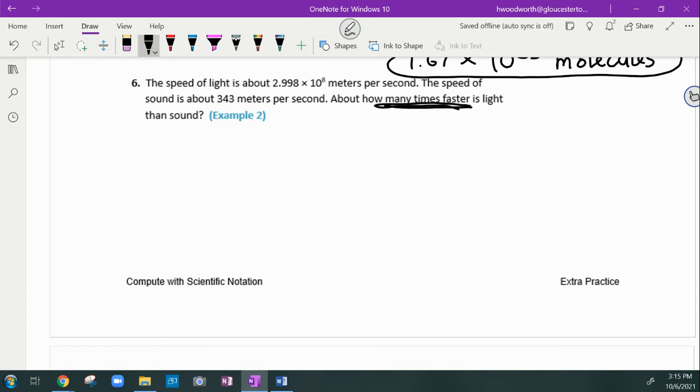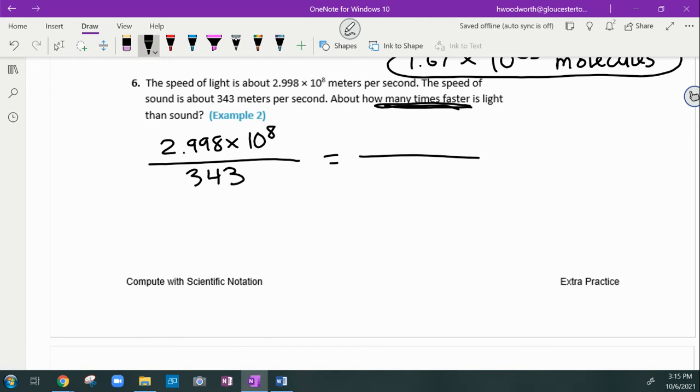All right, we know that light is faster than sound, so we put the bigger one on top. It's 2.998 times 10 to the 8th and 343. We have to have them both in the same format to be able to deal with them. So let's put them both in scientific notation. First, the speed of light is already there. And this one, we're going to put the decimal so we make the first factor between 1 and 10. And then we make the second factor a power of 10, and it's a power of 2, 10 to the second. Now, we're going to divide.